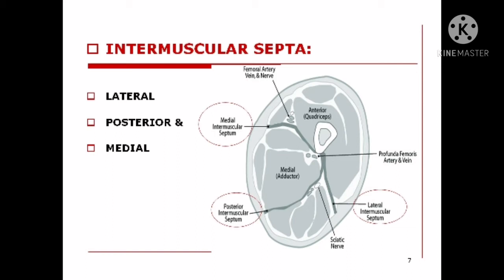The anterior compartment is between the medial and the lateral intermuscular septum, and the medial compartment is between the medial and the posterior intermuscular septum, and the posterior compartment, or the hamstring compartment, is between the posterior and the lateral intermuscular septum. These each have their own different muscles and their own specific nerve and blood vessel supply.